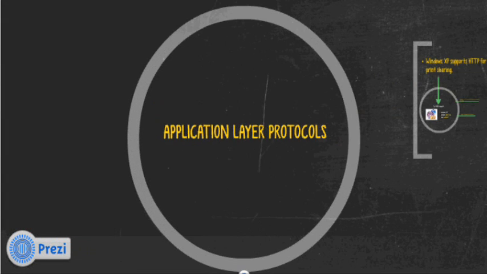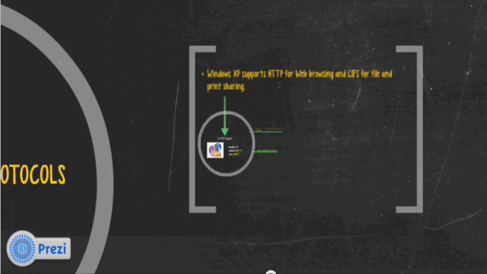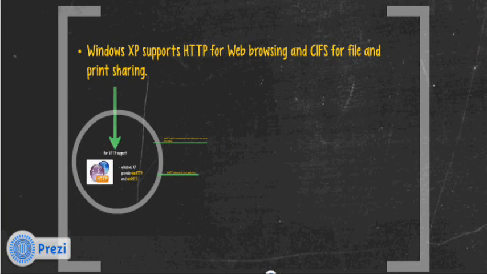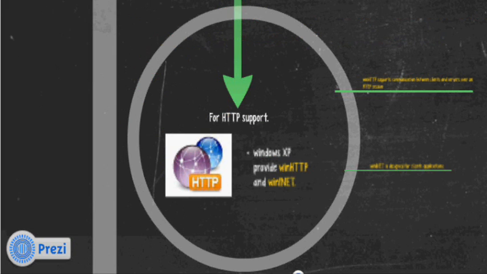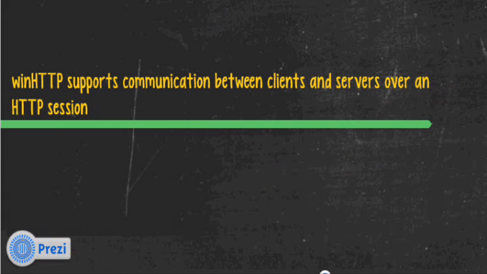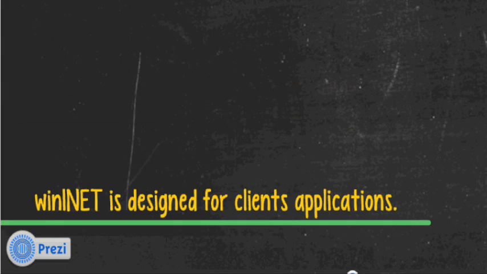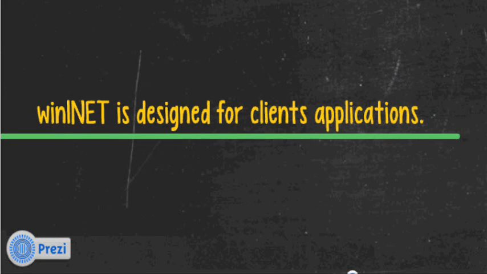Let's proceed to the application layer protocols. Windows XP supports HTTP for web browsing and CIFS for file and print sharing. For HTTP support, Windows XP provides WinHTTP and WinINet. WinHTTP supports communication between clients and servers over an HTTP session. WinINet is designed for client applications.